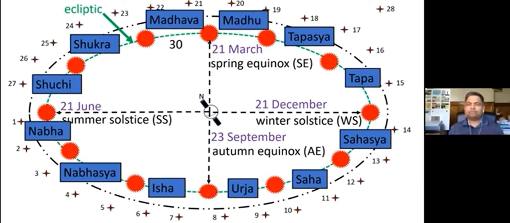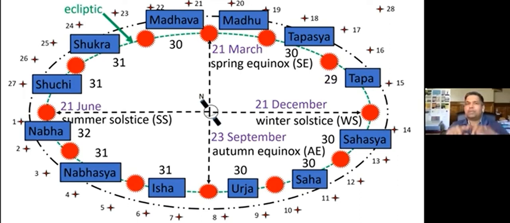Something interesting I want to tell you. These months, we can count the true length of the solar months. For example, in our times, the length of the solar months is going to be like this. The month of Madhava would have 30 days, the month of Shukra 31 days, the month of Shuchi 31 days. Now, this is a surprise to many. The month of Nabha in our times will have 32 days. You have never heard of a solar month of 32 days. In fact, you have not heard of any month of 32 days. Nabhasya 31, and Tapa we have 29 days.